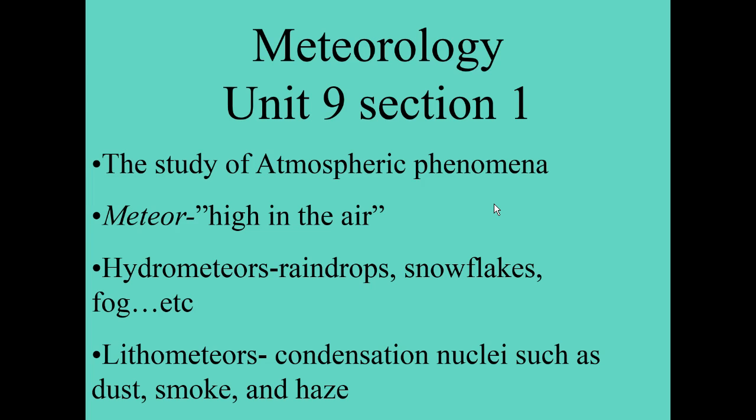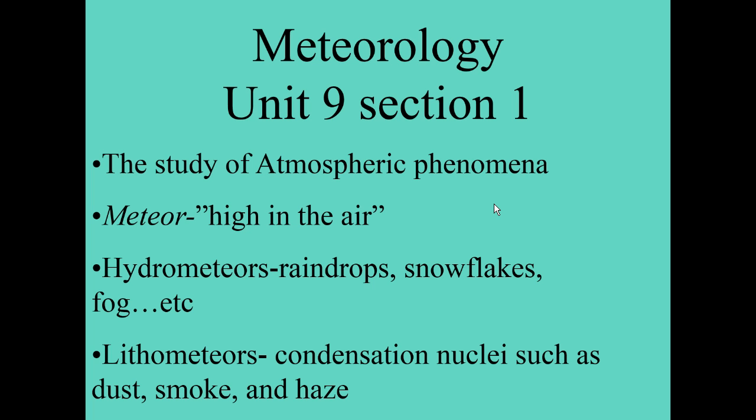So look at the word meteor in meteorology. Sometimes we think of a meteor as a piece of rock or dust burning up in the atmosphere like a shooting star. But meteor really just means high in the air. When you translate that to English, it means high in the air. So we're not talking about meteors made out of rock or dust. We're talking about hydrometeors. And of course, hydro means water. Hydrometeors are any kind of water that falls through the atmosphere. So raindrops, snowflakes, fog, sleet, hail, that kind of stuff.